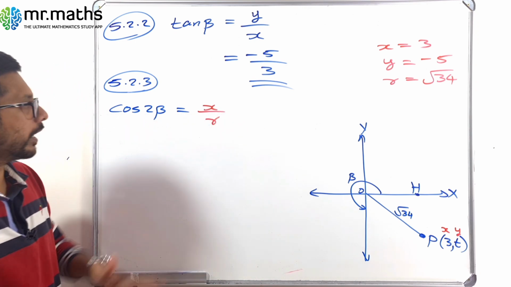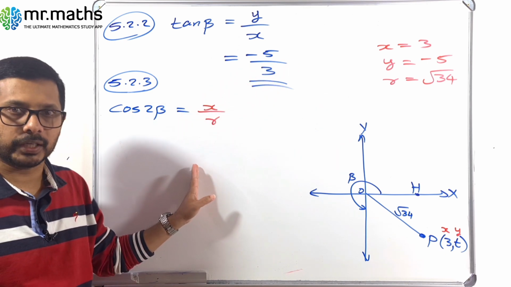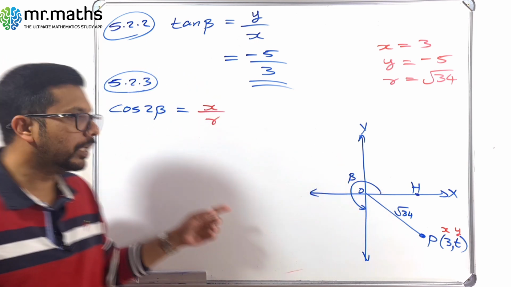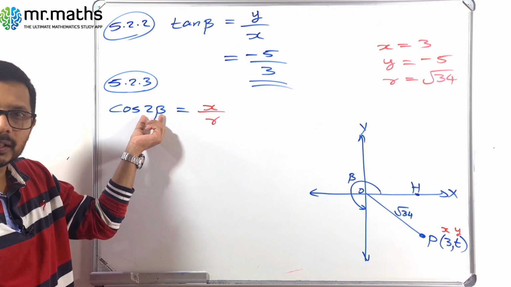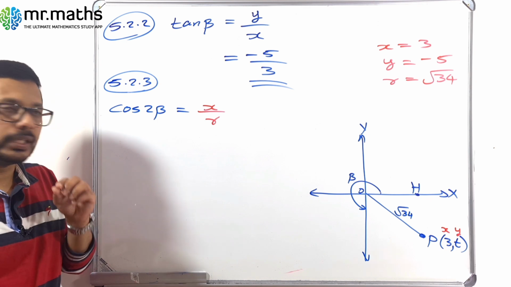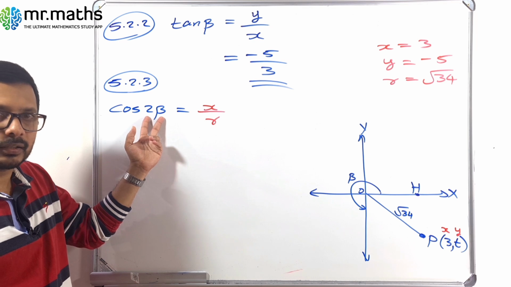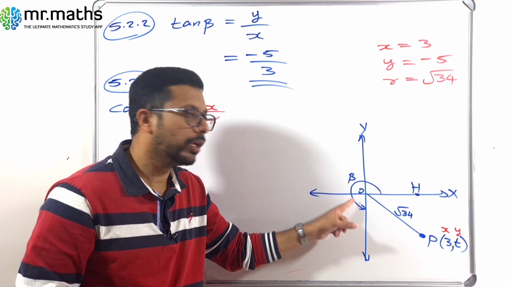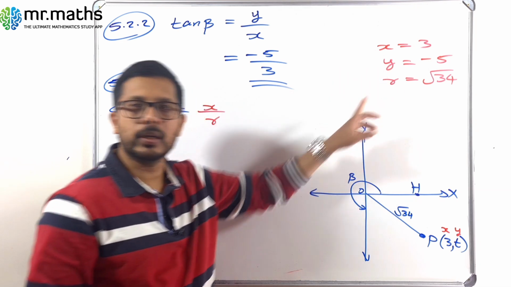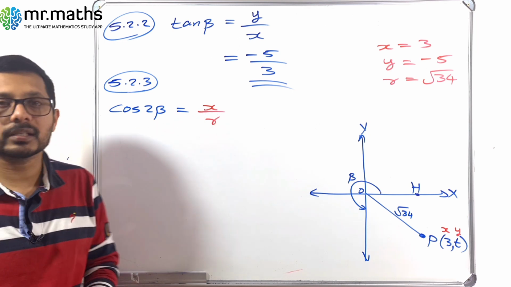But if you directly substitute this x and r from there, the answer is wrong. Do you know why? Here this angle is beta. But what is the angle in the question? 2 beta. So it is not based on that one. We know only based on this angle beta, x, y, r. But we don't know what x, y and r are based on 2 beta. So if you write it like this and substitute, that is wrong.